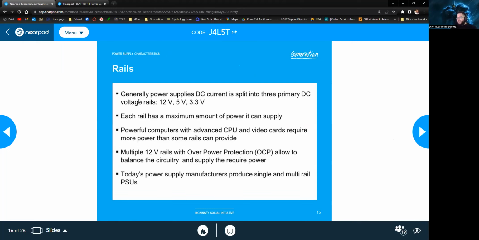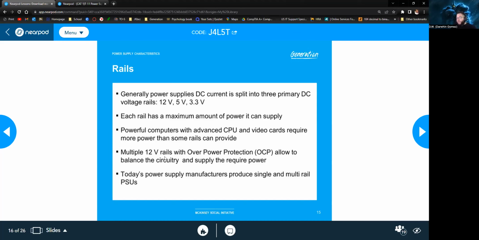But so this is rails. Generally, power supplies split the current into 12 volts, plus or minus 5 volts, and 3.3 volts. Each rail, which is each cable, has a maximum amount of power it can supply. Powerful computers with advanced CPUs and video cards require more power than some rails can provide. This is why they have the extra cables, like the extra CPU power or the extra PCIe power. That's why you have those connectors, to provide extra power to those components.